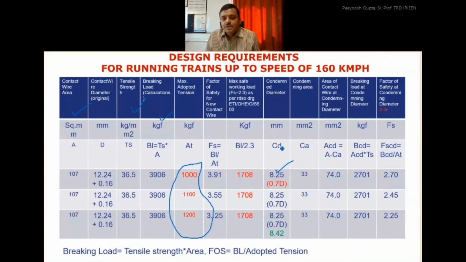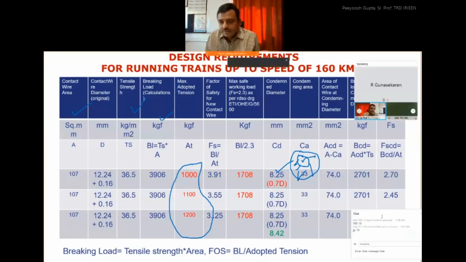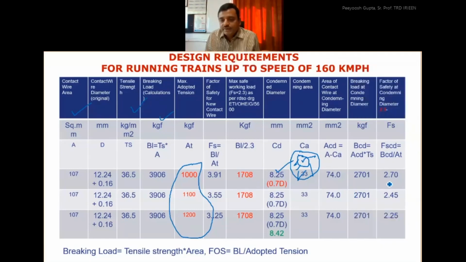So if we calculate the area, how do we calculate? Like this is the contact wire, though it's not a circle. If we remove this area, then the condemn area will be known. So we have calculated that condemn area, and then again the breaking load of the condemn wire we have taken, and what we see is that with 1200 tension we get 2.25 factor of safety, but the defined factor of safety is 2.3.